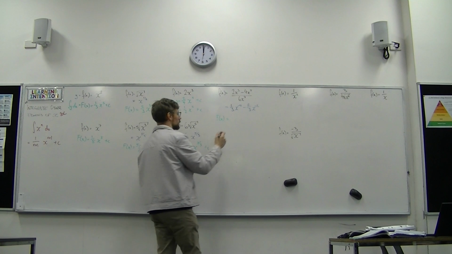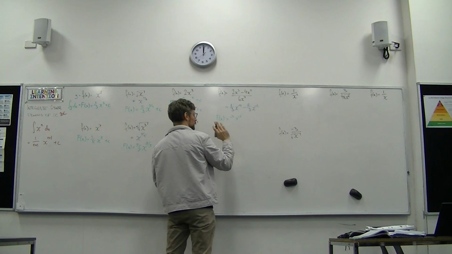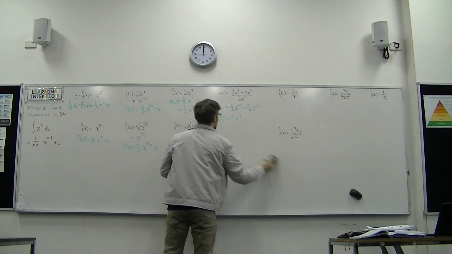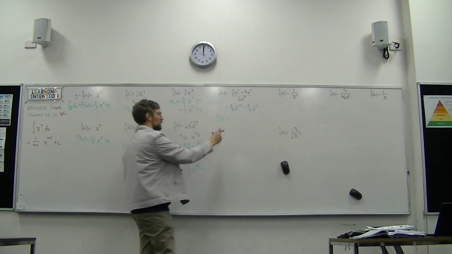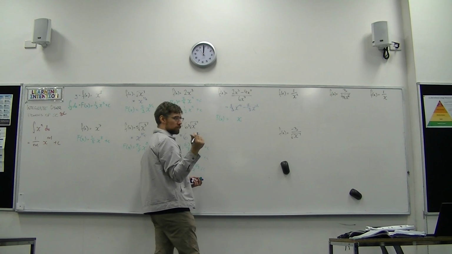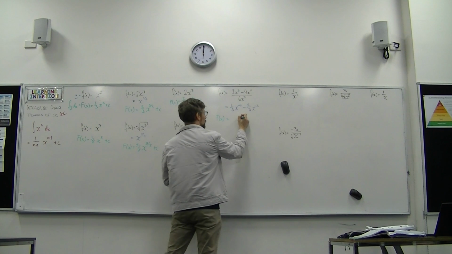It'd be negative 3x to the negative 3. That's it? No, that's for the first one, the first half of it, isn't it? Okay. This is why you don't do everything in one shot. Take this guy, x to the negative 4. What's the power going to turn into? Negative 3, right, because we're going up.